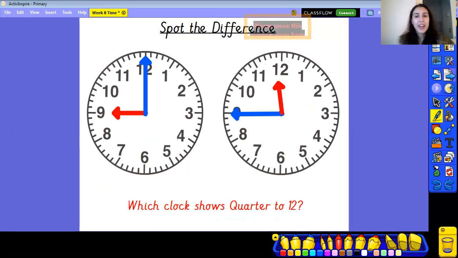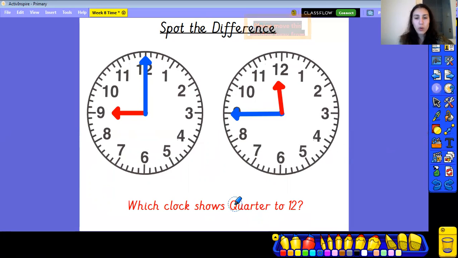Oh, and one more thing that even I forgot about, spot the difference then. So again, have a go at pausing the video and seeing if you can explain which clock shows quarter to 12. So which clock shows quarter to 12? Okay, hopefully you've had some time to discuss your ideas. Let's have a look then.